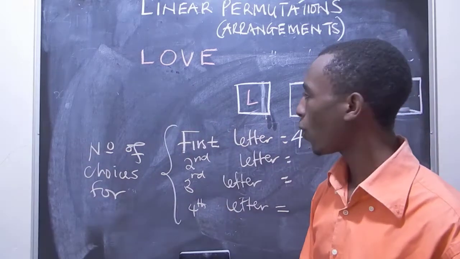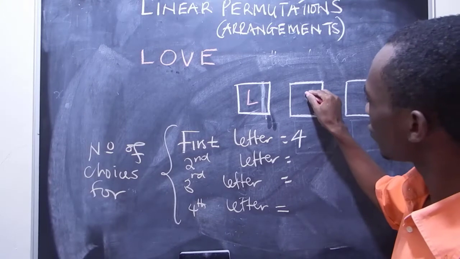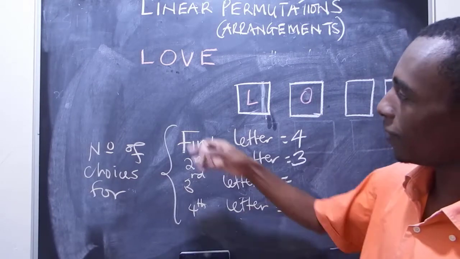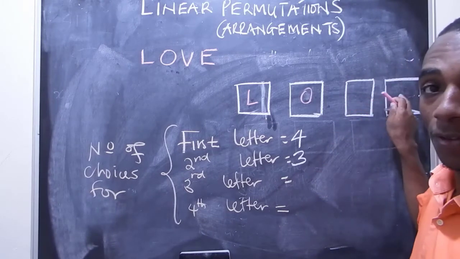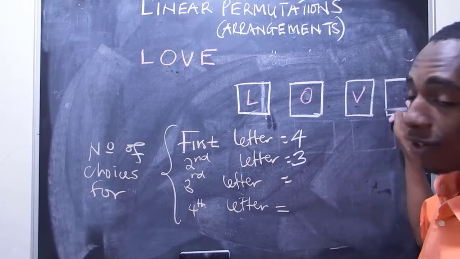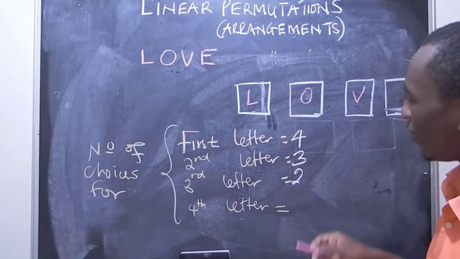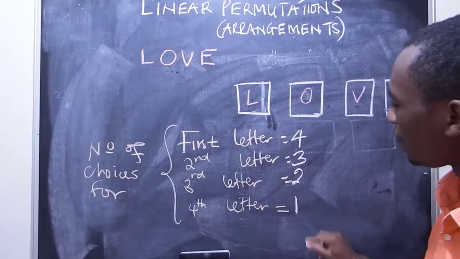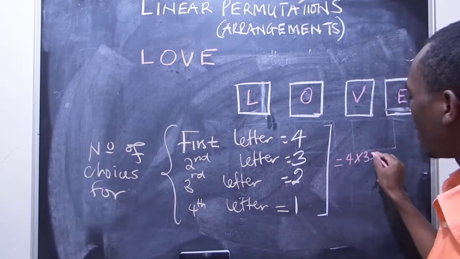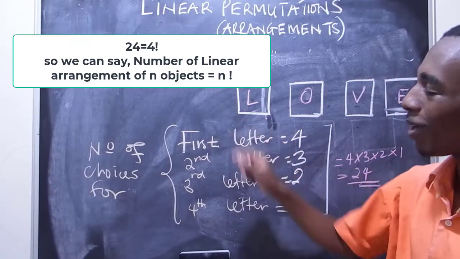Now, let my second letter be O. You notice that I have 3 choices to place my letter O. I can place it here, here, or here. So let me choose to put it here, no problem. So I have 3 choices for my second letter. Let V be my third letter. I have only 2 choices for letter V. I can put it here or here. So let me put it here. And then I have only 1 choice left. So my last letter will obviously go here, and it has only 1 choice. So the number of arrangements from here is going to be 4 times 3 times 2 times 1, and that's going to be 24 ways of arranging the letters of the word LOVE.